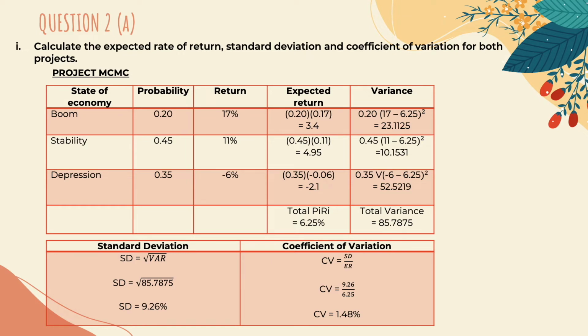Question 2, which contains Chapter 4 Risk and Return and Chapter 6 Financial Planning and Uses of Leverage. A1. For project MCMC, first draw a box with 5 columns and 5 rows and fill them with the given state of economy, returns value and probability.